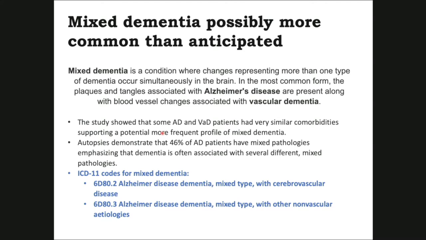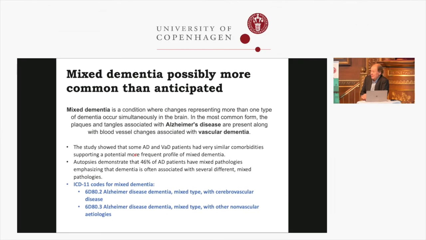And it seems that this work sort of supports the idea that mixed dementia, where you have the two diagnoses or the two mechanisms on top of each other in the same patients, is much more frequent than we might have assumed. And actually, in ICD-11, there are now codes for mixed dementia. No codes for mixed dementia in ICD-10. So this is how we turned a negative result into something positive that actually maybe could point at a mixed etiology situation.